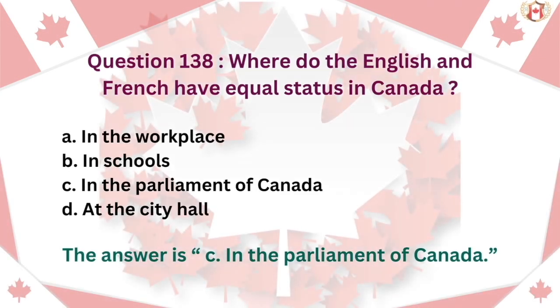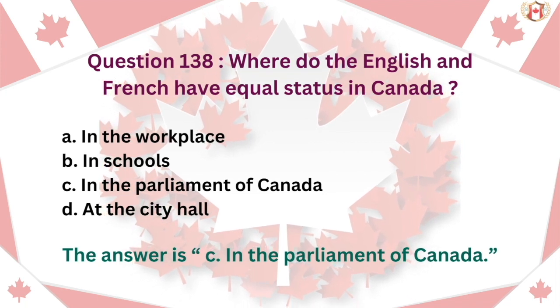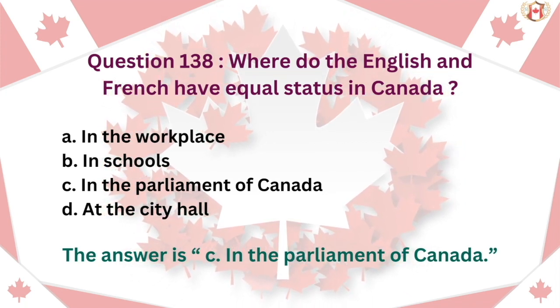Question 138. Where do the English and French have equal status in Canada? A. In the workplace. B. In schools. C. In the Parliament of Canada. D. At the City Hall. The answer is C. In the Parliament of Canada.